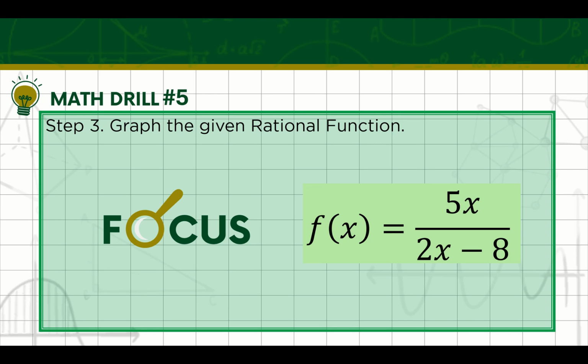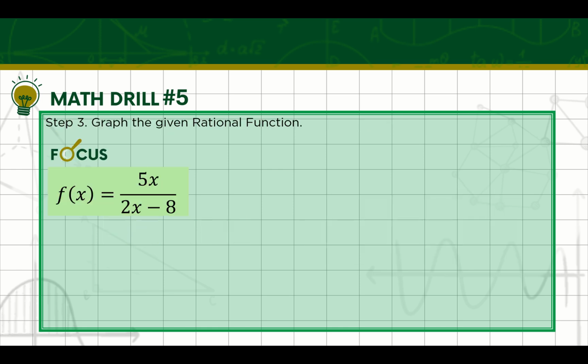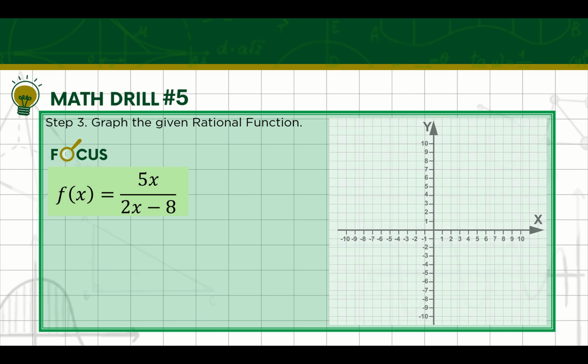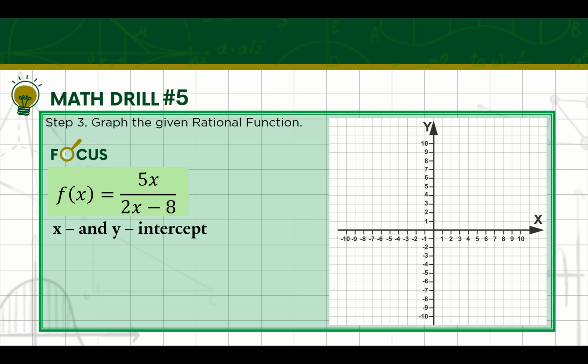Let us now answer the focus item. f(x) is equal to 5x all over 2x minus 8. Graph the given rational function. First, get ready your Cartesian plane. Again, we already solved for the x and y intercept.